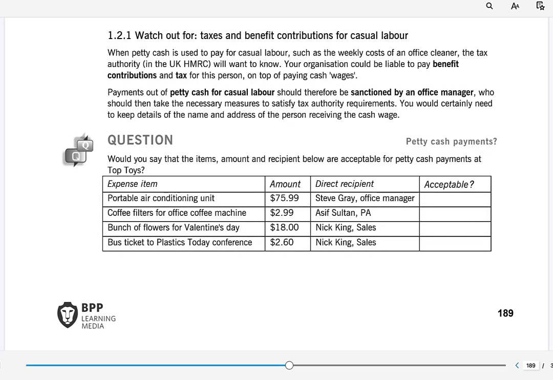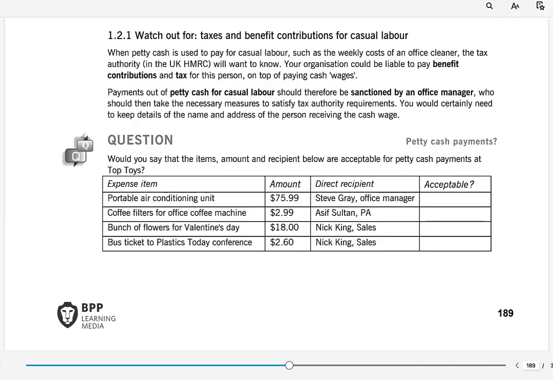Students, let us look at the question and then understand the answer step by step, like we are in a real classroom. Lesson 1.2.1 question. The question is asking this. We are working in the company called Top Toys. We want to pay some items using petty cash. The question gives you 4 different payments. For each payment, you must decide one thing. Is it acceptable to pay this item using petty cash or not?